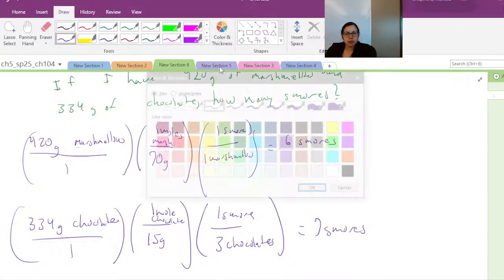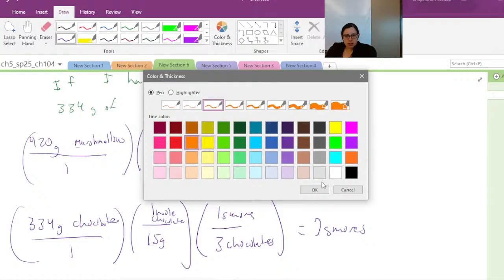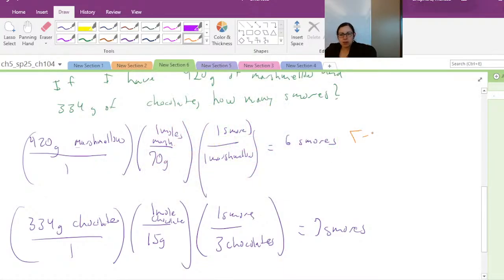And so of course, if 6 is our least amount, then this is our limiting reagent. So our marshmallows are our limiting reagent, and yes, we can only make 6 before we run out of marshmallows.